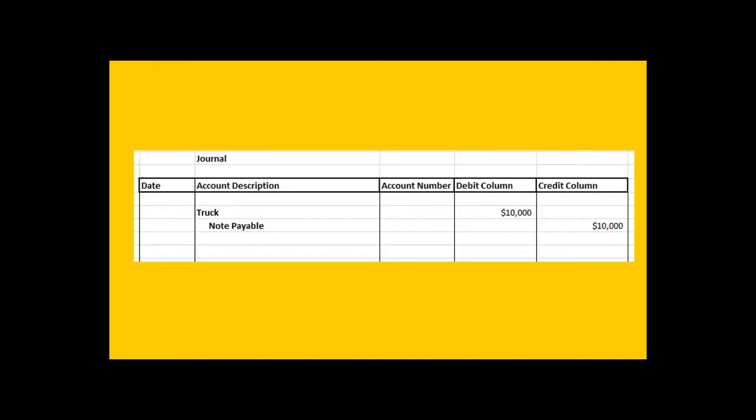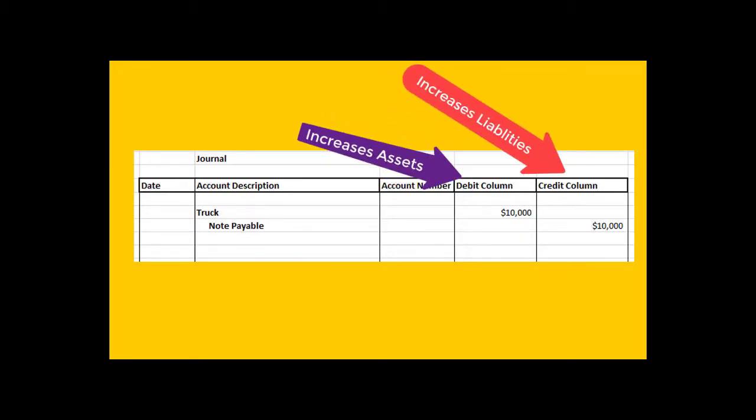The other account we need is the loan we use to pay for the truck. We call loans notes payable in accounting. Because a loan is an obligation, we say we have a liability. Any liability is increased with a credit. So buying the truck, we increased our assets and we increased our liabilities. Always debit assets to make them increase. Always credit liabilities to increase those.